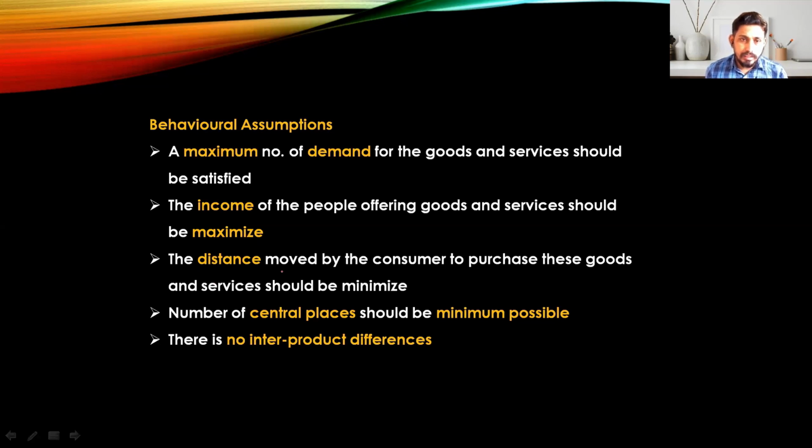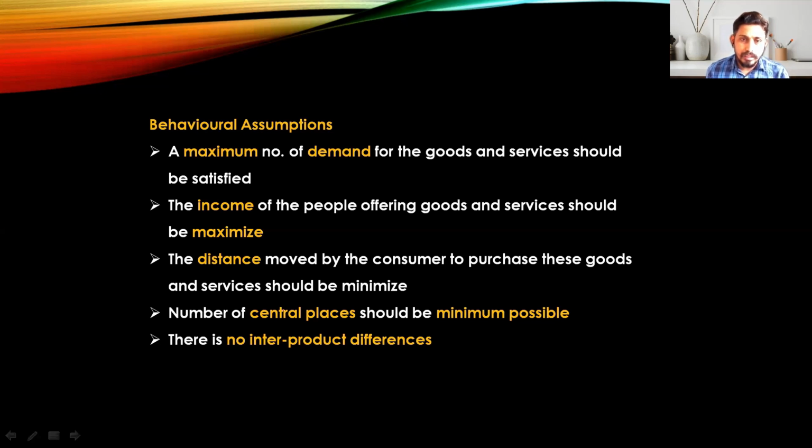Then the third one is that the distance moved by the consumers to purchase these goods and services should be minimized. They think rationally. That's why they choose a central place which is closer to their area. So the distance moved by the consumers to purchase these goods and services should be minimized. If the distance is minimal, they incur less transportation cost, and that's why savings are more.